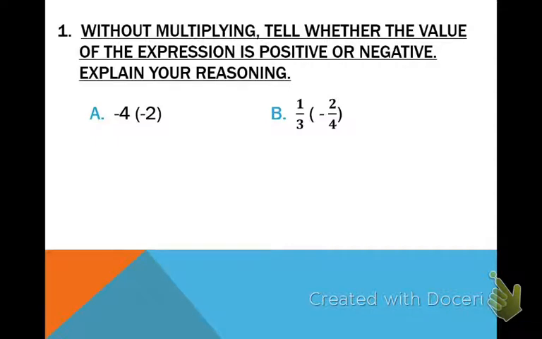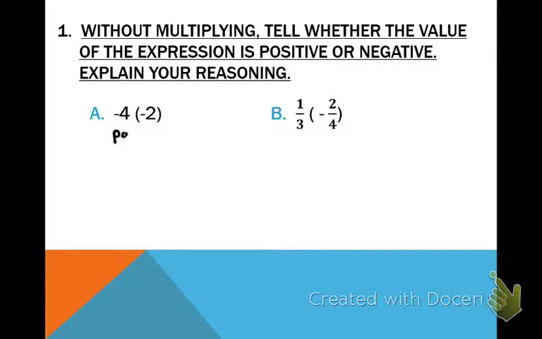I'm simply asking you to tell me, is the answer going to be positive or negative? If you look at this, we have a rule that we've talked about. It's the even and odd rule. If you have an even number of negative signs, your answer will always be positive. If you have an odd number of negative signs, your answer will always be negative. So let's look at the first one. -4 times -2. Should my answer be positive or negative? It's going to be a positive one.